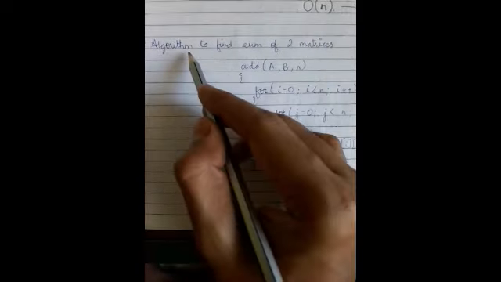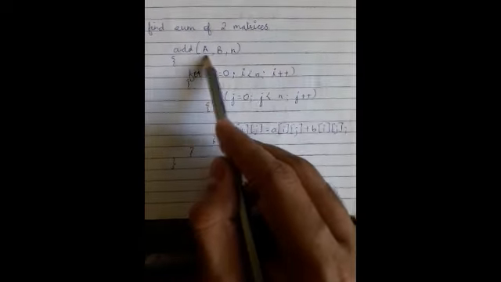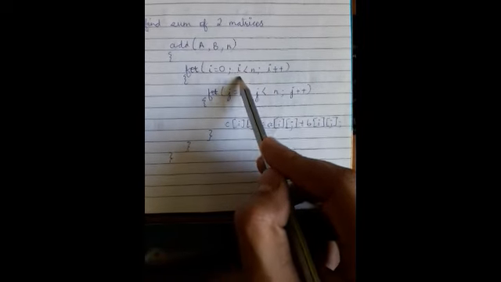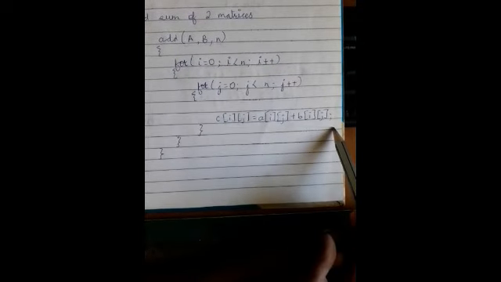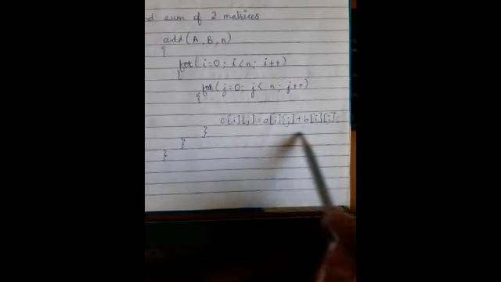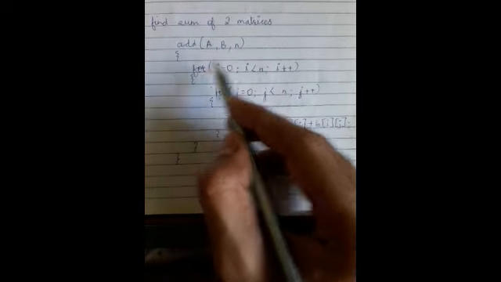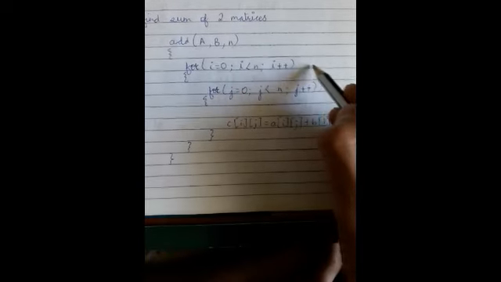Alright, the next algorithm whose time complexity we're going to find is an algorithm to find the sum of two matrices. So this is the algorithm which is written. I have a function, I've passed two arrays and the value of n. This is the i loop, this is the j loop, and this is the statement which calculates the sum of array elements. Let's go step by step and assign a certain unit of time to each of these statements.